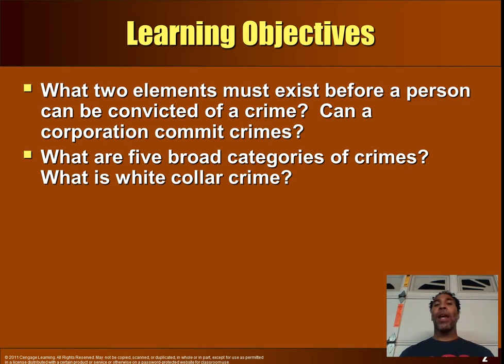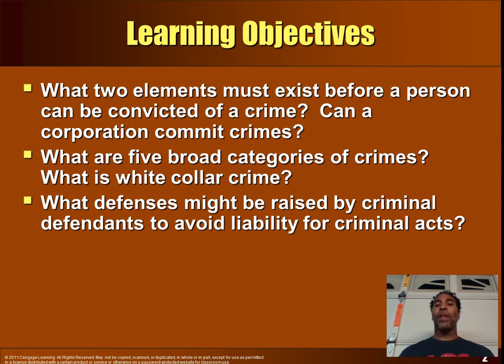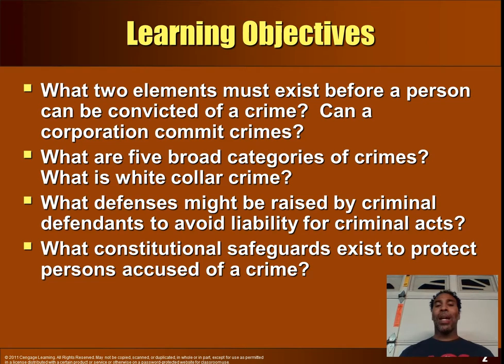What are 5 broad categories of crimes, and what is a white-collar crime as opposed to what we normally think of when we think of crime, like assault? What defenses might be raised by criminal defendants to avoid liability for criminal acts, such as the legal defense of insanity? What constitutional safeguards exist to protect persons accused of a crime?